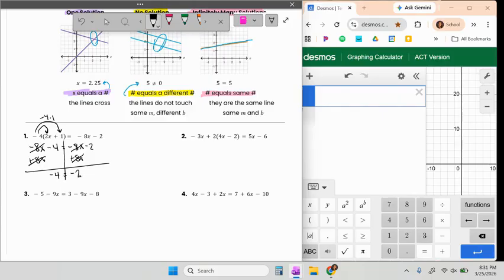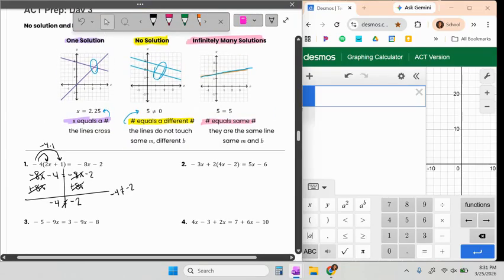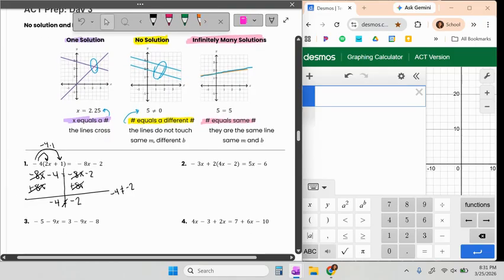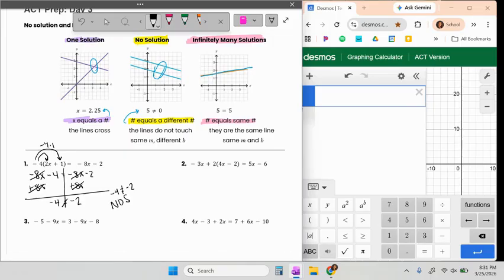Is that a true statement? Is -4 equal to -2? No, it is not. So -4 does not equal -2. And that fits in line with which one of our types of solution? One solution, no solution, or infinitely many. Hopefully you're yelling right at the computer saying it's no solution. Okay, so it is no solution. That would be our answer.